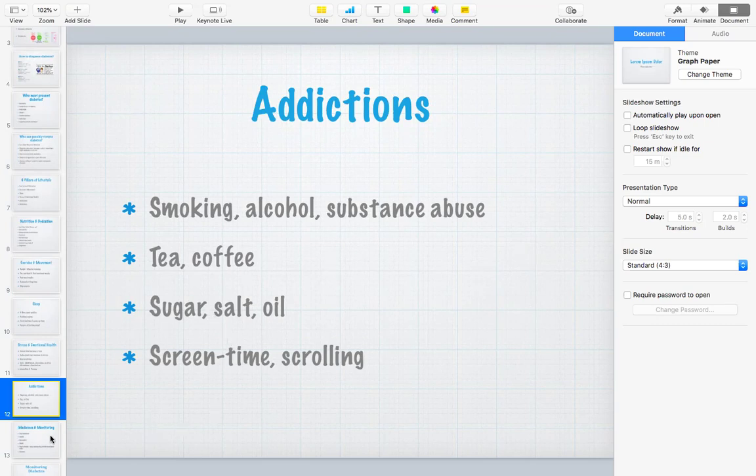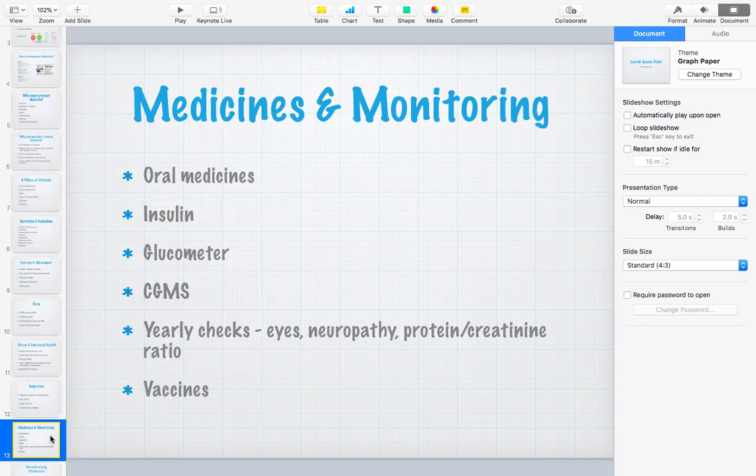Okay. Medicines and monitoring. Anybody is on insulin, anybody is on oral medications. There are 6 types of drugs. You could be on any one of them. Few drugs need to be taken before meals. Few drugs need to be taken after. Whatever it is, your doctor's prescription needs to be followed to the T.